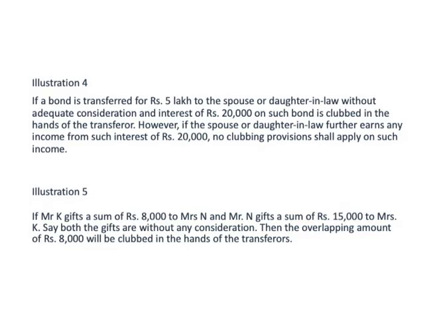Now, coming to another illustration, if Mr. K gifts a sum of 8,000 to Mrs. N and Mr. N gifts a sum of 15,000 to Mrs. K, say both the gifts are without any consideration, then the overlapping amount of 8,000 will be clubbed in the hands of the transferor.